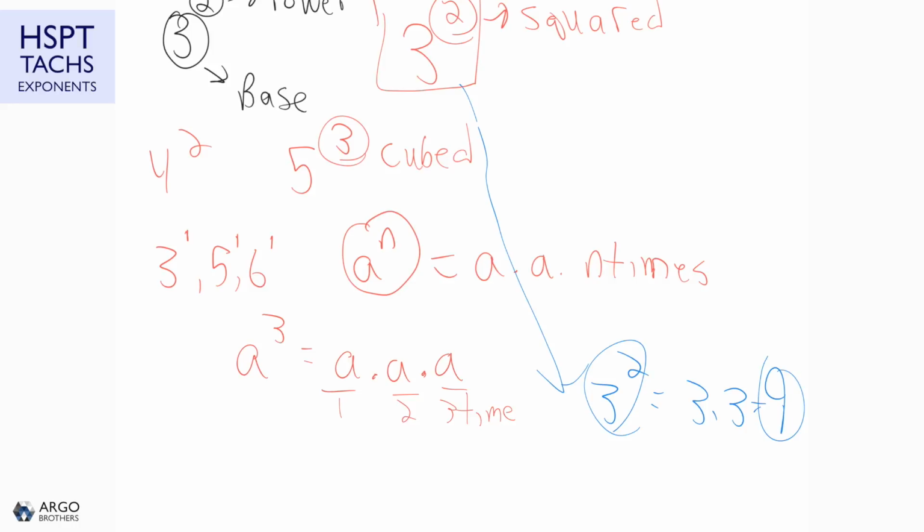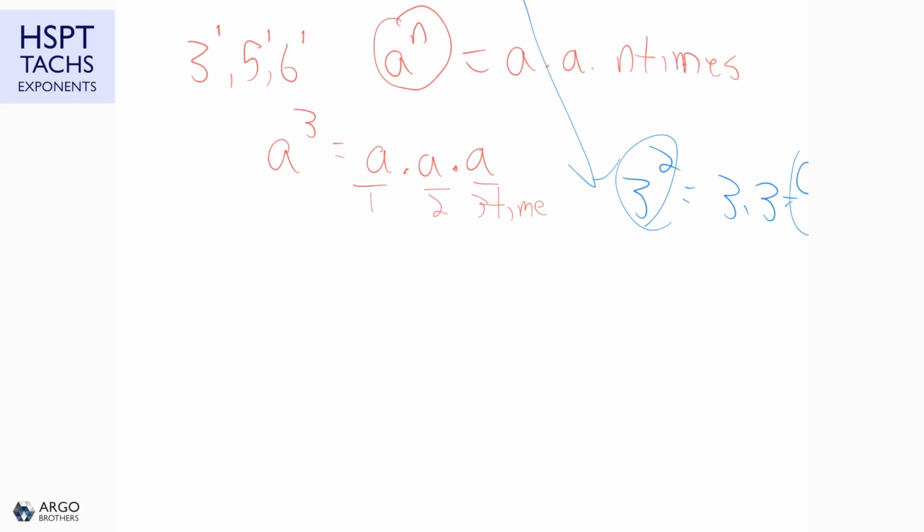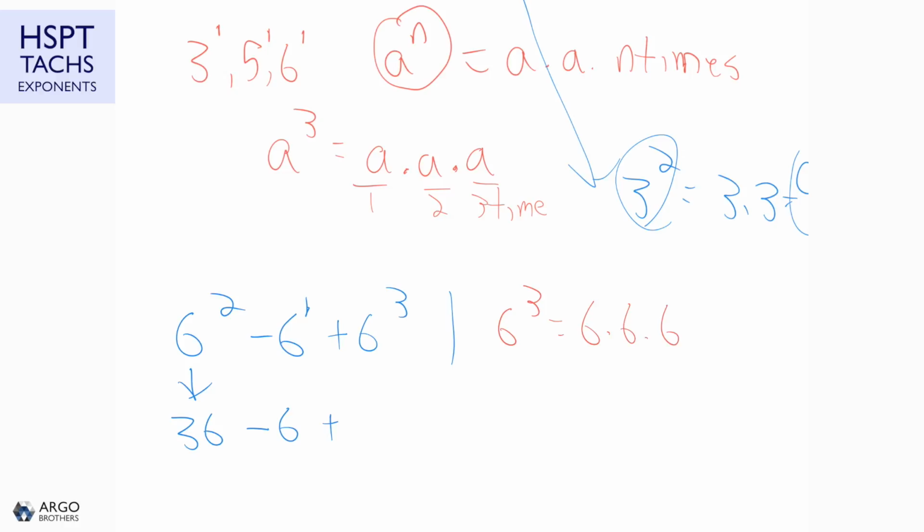Once you understand this, you can do many more problems, such as, let's take a look at this expression. Let's have 6 squared minus 6 plus 6 cubed. So we have 6 squared. 6 squared is 6 times 6, or 36, minus 6, well, 6 to the first is just 6, plus what's 6 cubed? Well, let's take an aside here and find out what 6 cubed is. So 6 times 6 times 6. 6 times 6 is 36, times another 6. What is 36 times 6? So that would be 216. Great. Now we have plus 216.